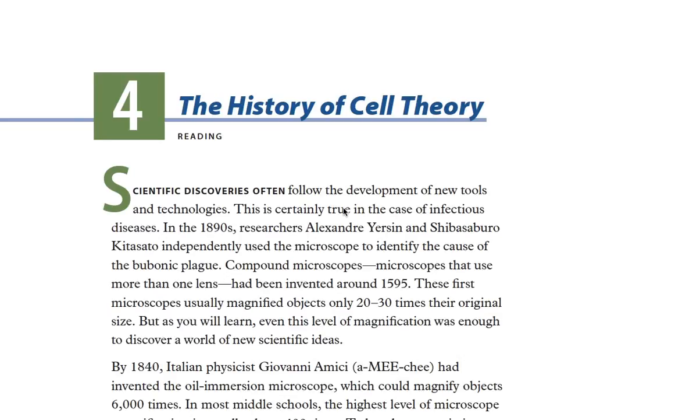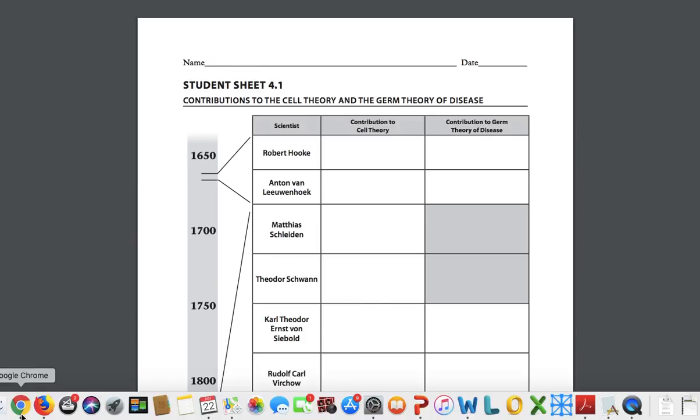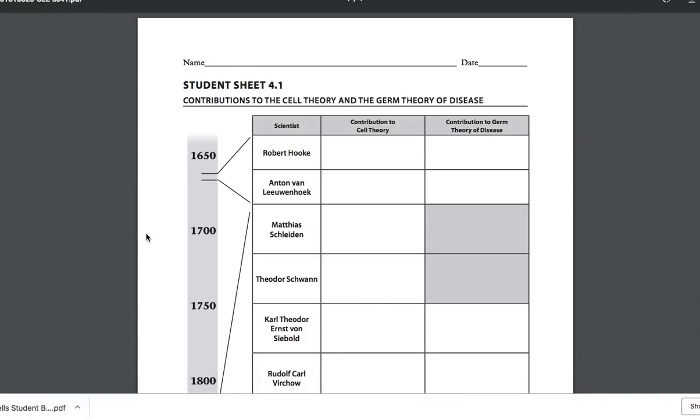Hello, boys and girls. In today's activity, we're going to be looking at Activity 4, the history of the cell theory. During this reading, you will need to fill out a student sheet 4.1, which looks like this.